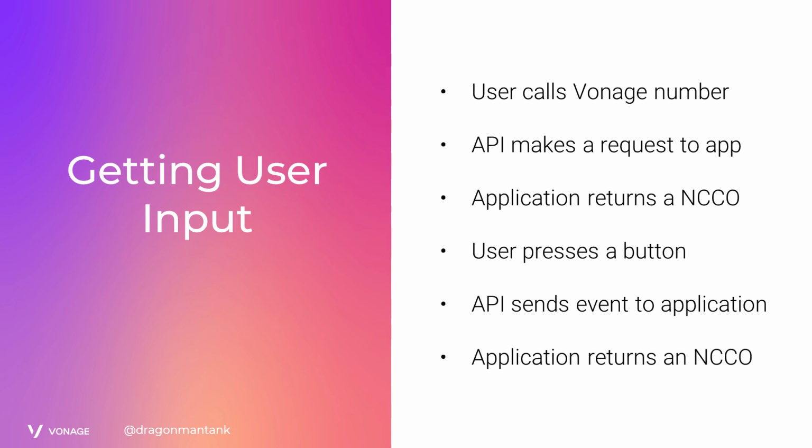So in this case, what we're going to do is I'm going to call a telephone number. The API will make a request to our app. We'll return a small little NCCO asking the user to press a button. The user is going to press a button. The Vonage API is going to send it back to our application, and then we'll get that talk action. And like I said, this will just happen over and over and over until you've ended whatever logic you're doing.